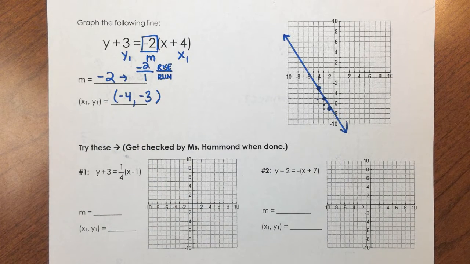I'd like you to try the next 4 problems. When you're done, have Ms. Hammond check. If you did them correctly, then that means you are ready to teach your partner how to graph with point-slope form.